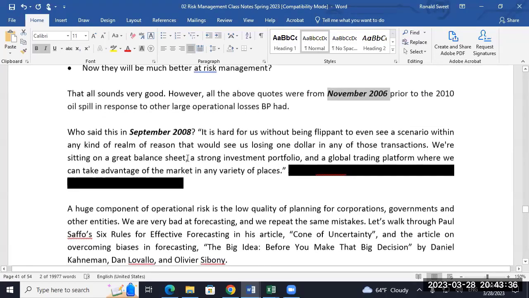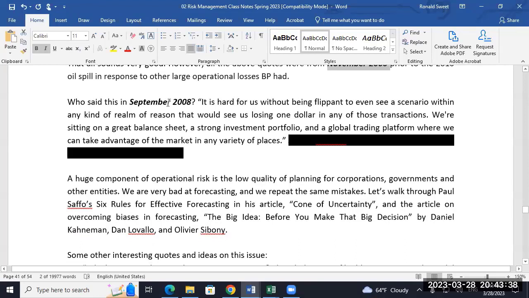All right, let's finish up with this because I don't think any of y'all will get this. Who said this in September 2008? It is hard for us, without being flippant, to even see a scenario within any kind of realm of reason that would see us losing not $1 million, losing $1. He's saying his VAR is less than $1 in any of those transactions. We're sitting on a great balance sheet, a strong investment portfolio, and a global trading platform where we can take advantage of the market in a variety of places.